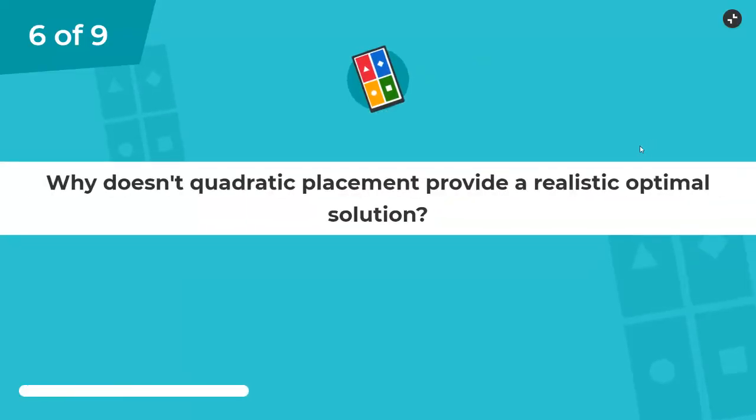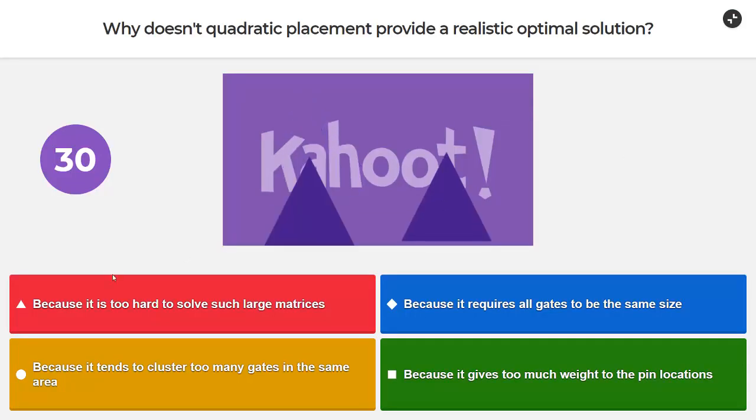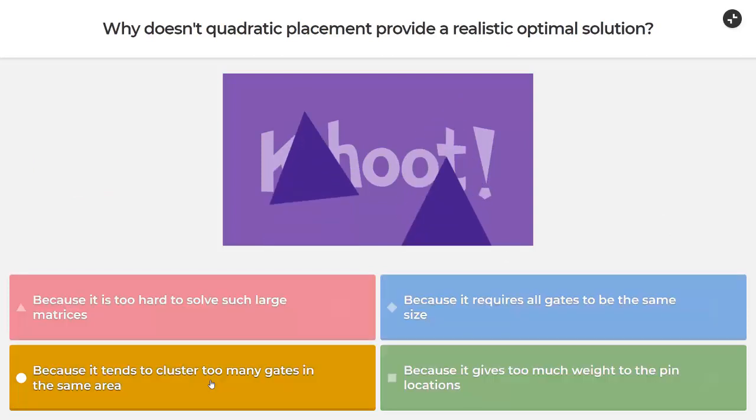Question number 6. Why doesn't quadratic placement provide a realistic optimal solution? Is it because it's too hard to solve such large matrices, because it requires all gates to be the same size, because it tends to cluster too many gates in the same area, or because it gives too much weight to the pin locations? Well, I think that the answer is because it tends to cluster too many gates in the same area.